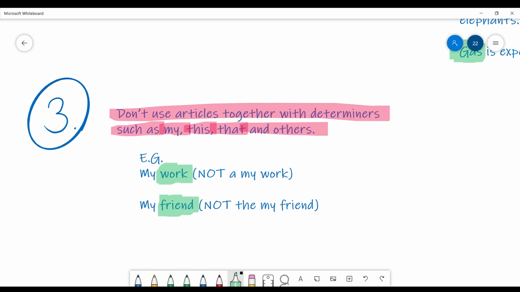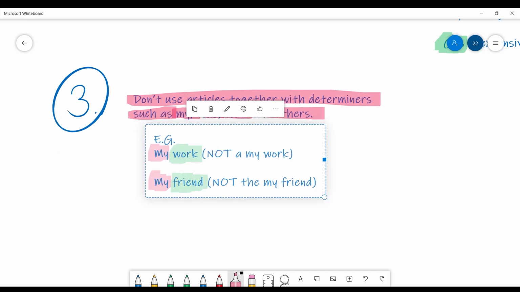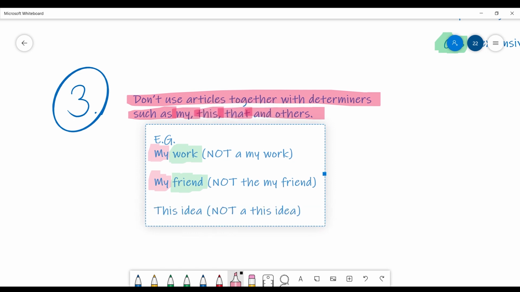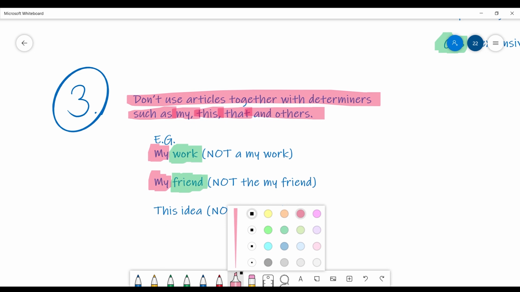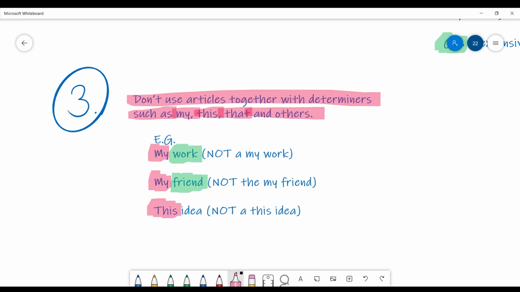Why so? Because in front of the noun, we are using a determiner. Determiner my. It can be my work, it can also be this work. For example, this idea. This is another determiner which says that we need no other article. So this idea is the correct expression.